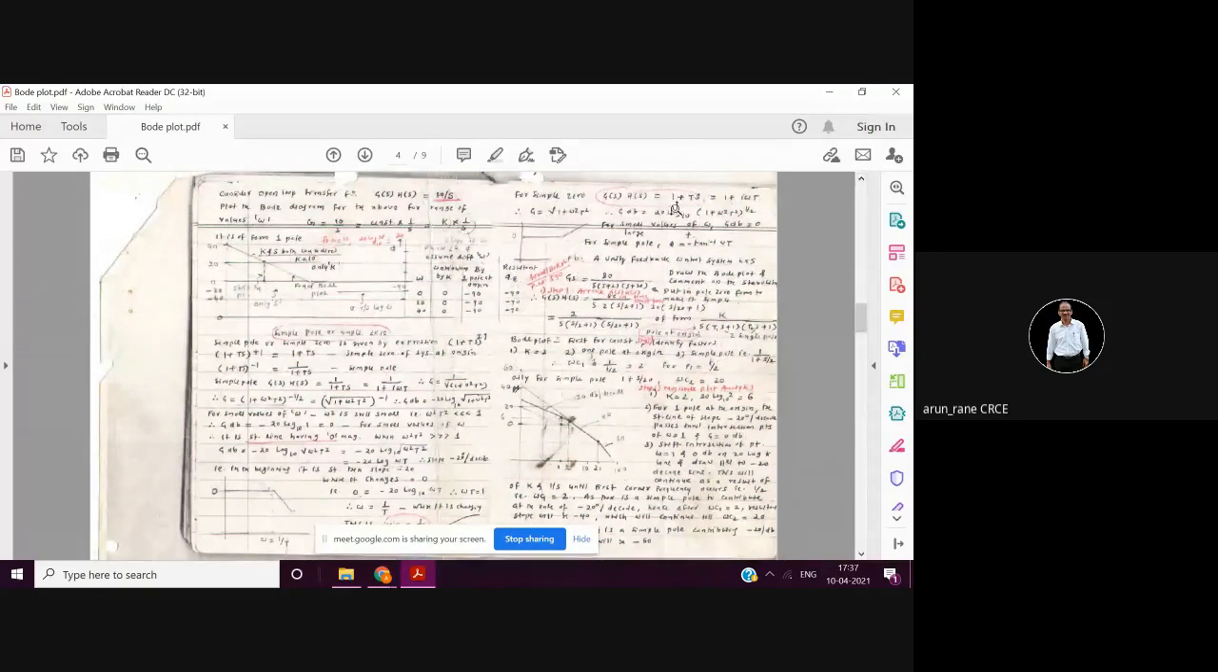And if it is simple zero, it means 1 plus Ts. So simple zero, you will get like this and like this. So again, you can find out the change. So let us see now one example.